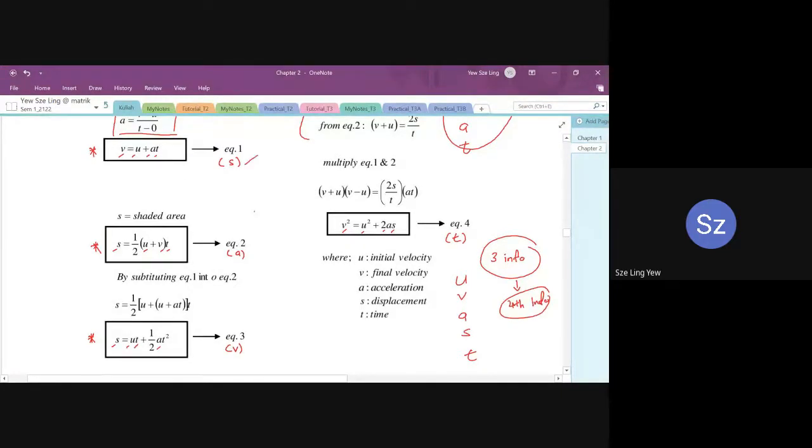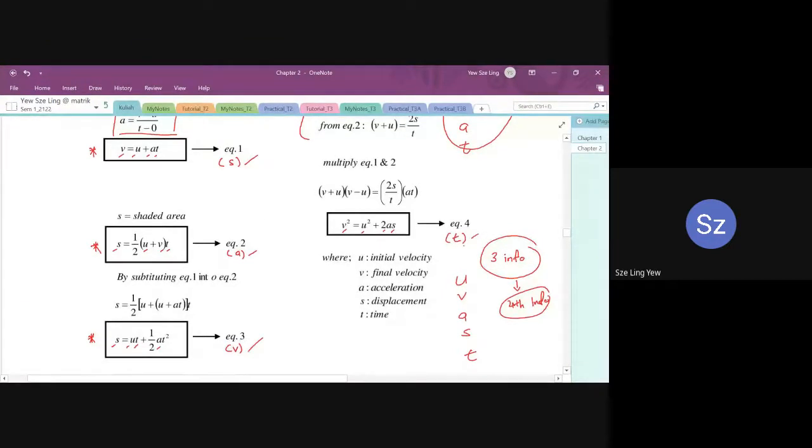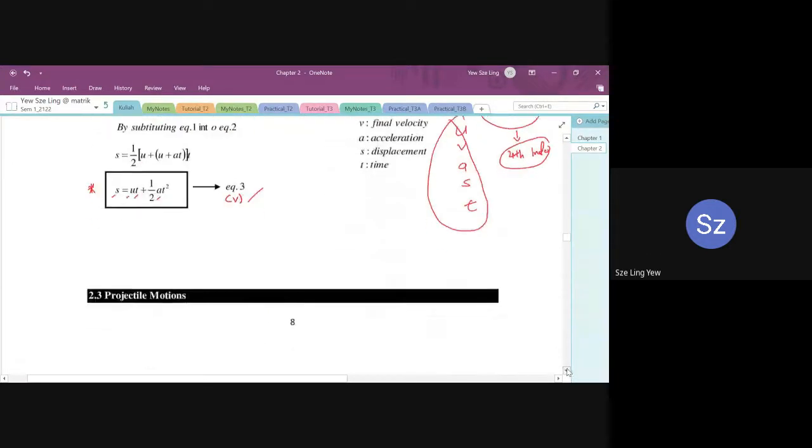Equation 1, S missing. Equation 2, A missing. Equation 3, V missing. Equation 4, T missing. So you will have all this information. You will have the other 4 pieces of information in an equation. So you just compare the information that you found from the questions with the equations. That is the technique in solving questions.